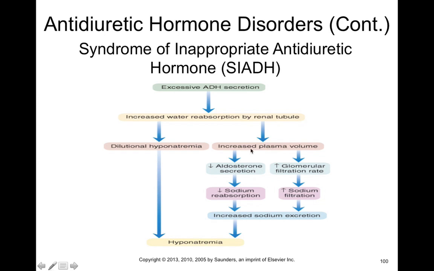From this increase in plasma volume, you'll see an increase in GFR. When GFR is faster, you get more sodium filtration, which means more sodium excretion, which leads to hyponatremia. And if your plasma volume is high, which means your blood pressure is high, you won't get as much aldosterone secretion, because aldosterone is released when your blood volume and blood pressure are low as a consequence of the RAAS, right? Which means you get less sodium reabsorption, which again leads to hyponatremia.